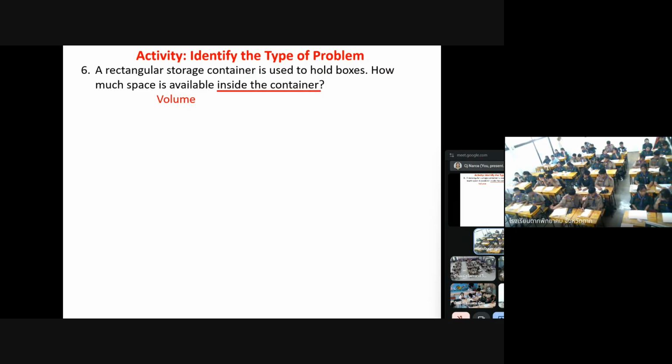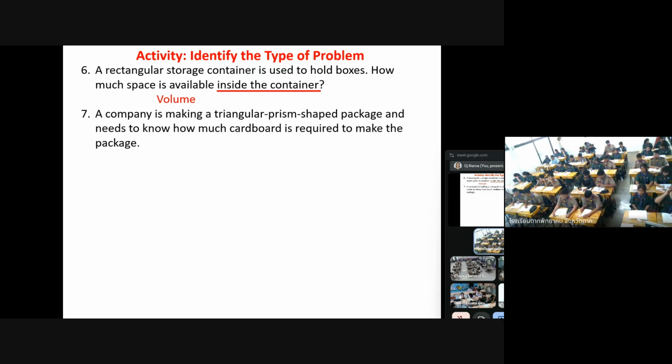So that is volume. Next, number 7. A company is making a triangular prism shape package and needs to know how much cardboard is required to make the package. So what is this? Volume, surface area? Surface area. The keyword is cardboard is required.